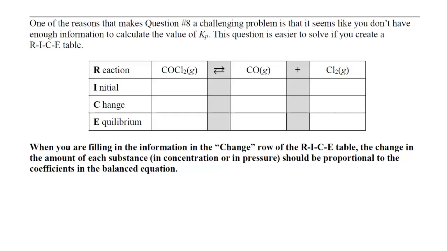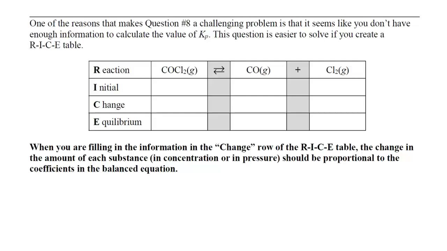And this type of question is easier to solve if you create what is known as a RICE table, where the word RICE is an acronym which represents the words reaction, initial, change, and equilibrium. So the first row of the RICE table represents the reaction or the balanced chemical equation.